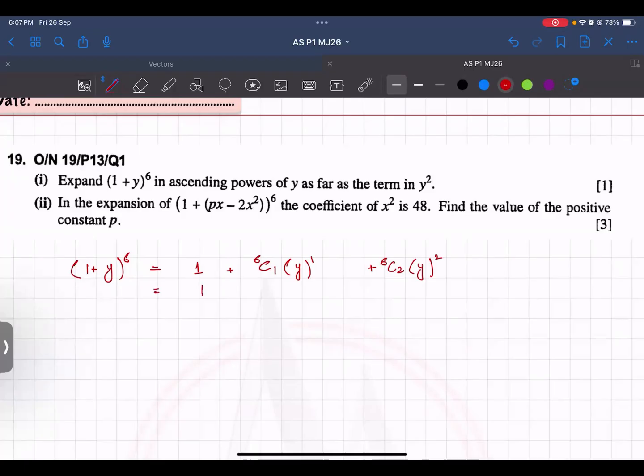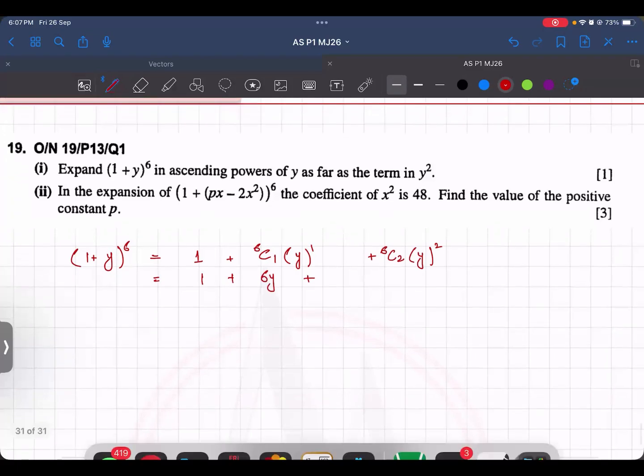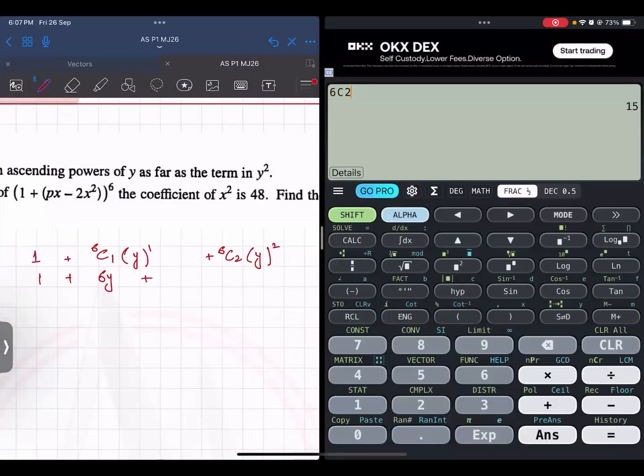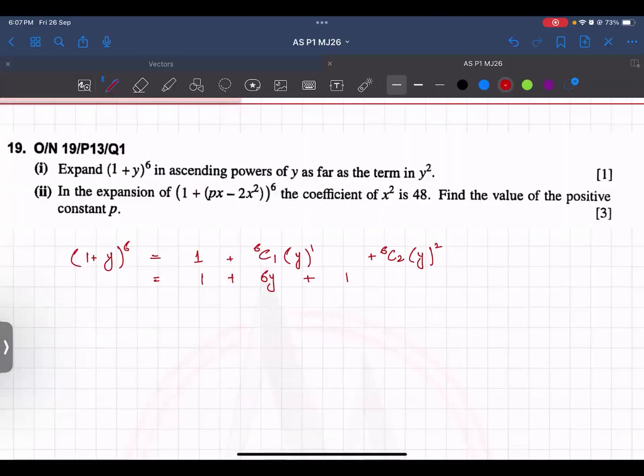So this becomes 1 plus 6y plus, I think, 10y square. What is 6C2? 15. Sorry, 15y square. That's it. This is the answer for the first part.